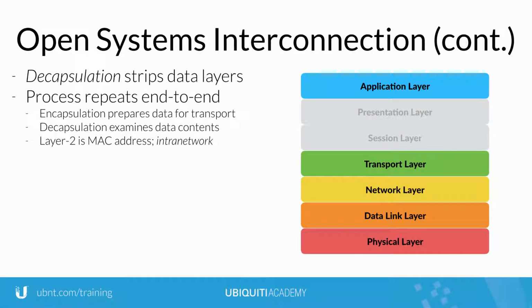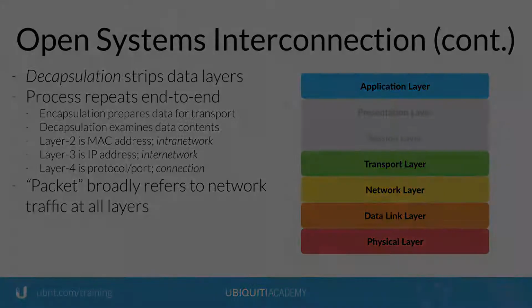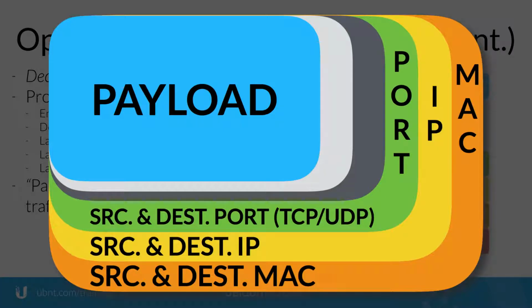At Layer 3, data moves between network hosts according to IP addresses. And at Layer 4, protocol and port assignment help hosts decide how to establish the connection, if necessary, on both sides. As a final networking note, the term packet broadly describes any network traffic, even when discussing the Layer 1 physical signal, Layer 2 frame, Layer 4 datagram, or Layer 7 data payload.